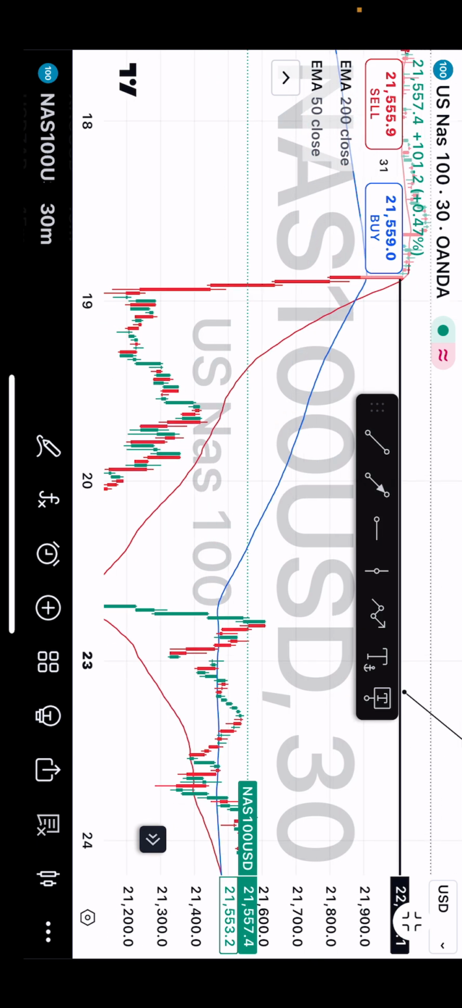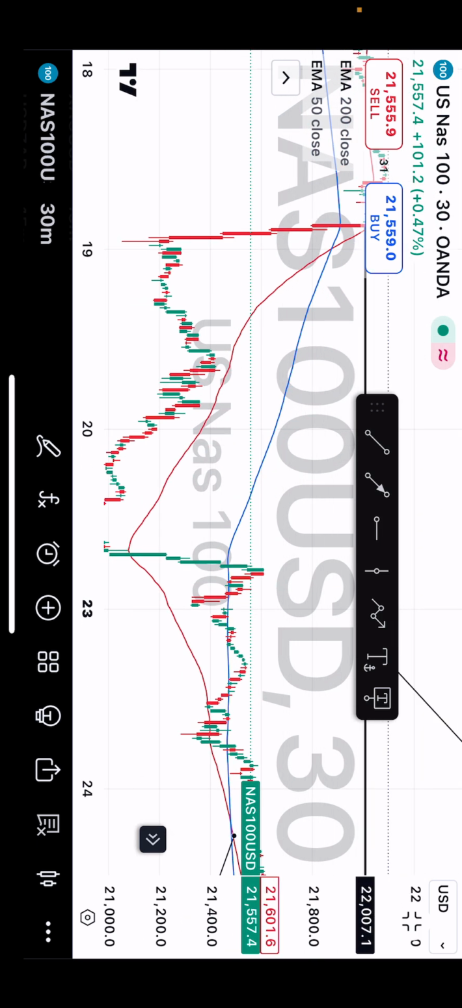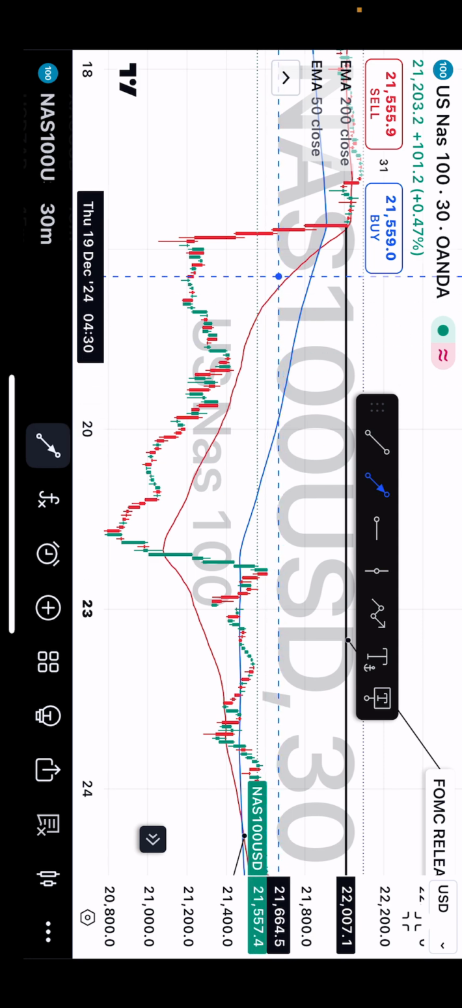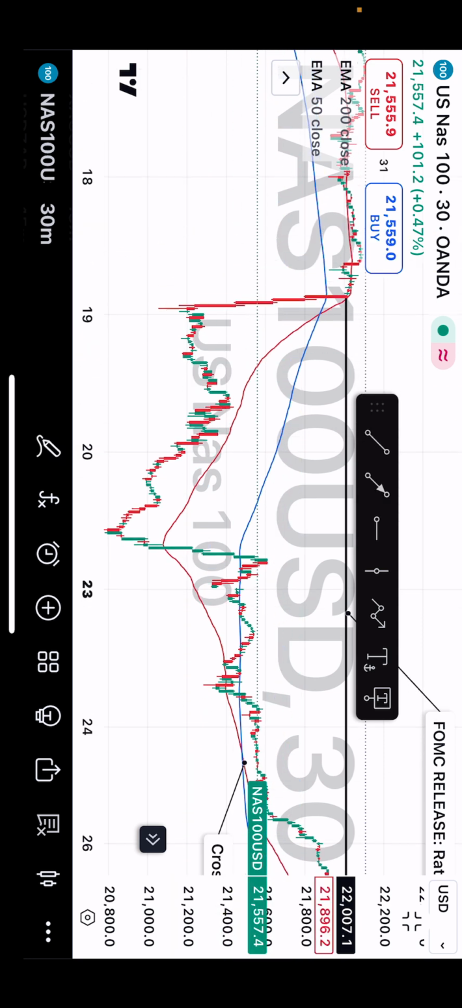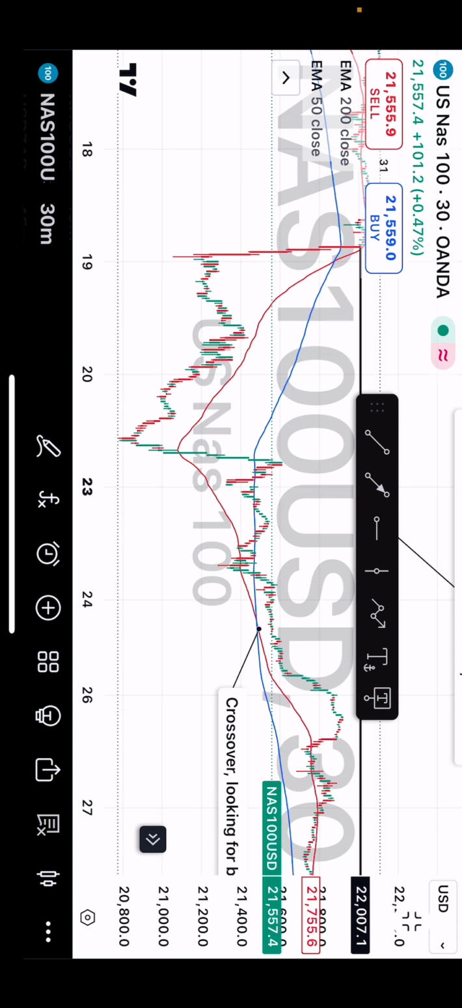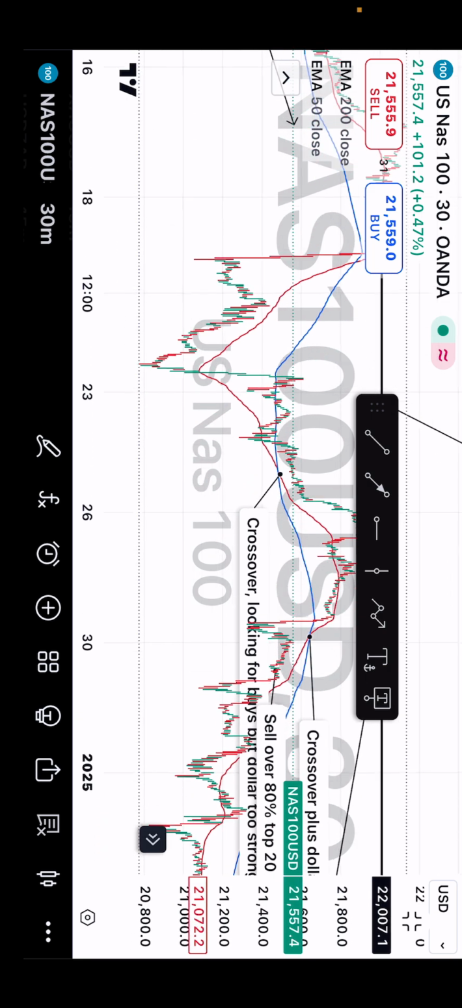So on this day at the FOMC release, this cross did not happen in time, and the market actually left us. But do not panic. The crossover did not happen in time because the fundamentals were fully in control, and it took time for technicals to kick in. So here I was now, we're looking for sales.